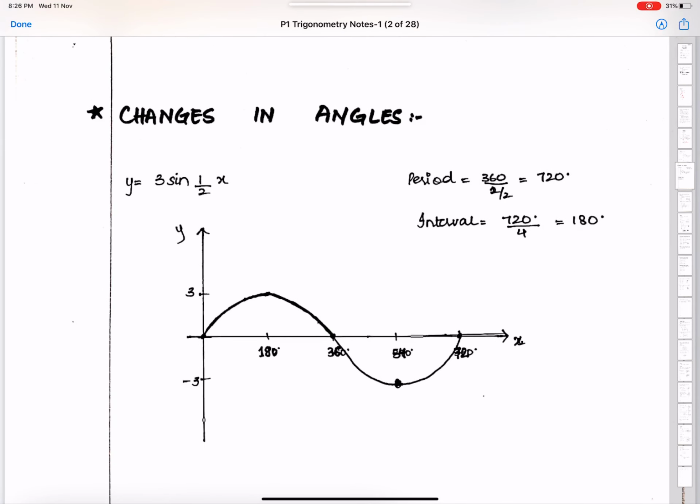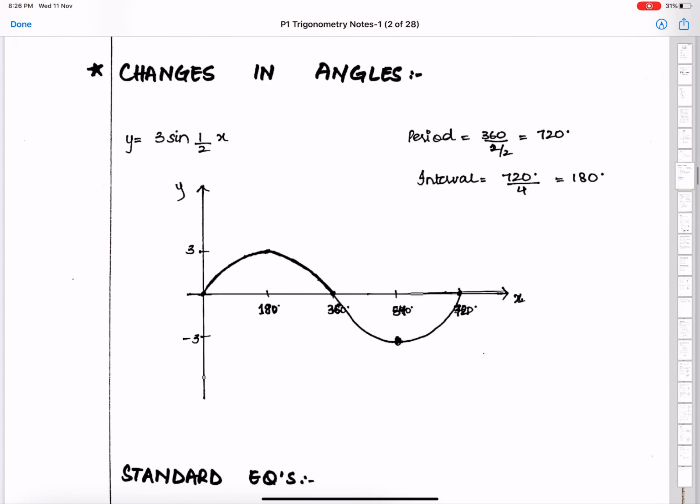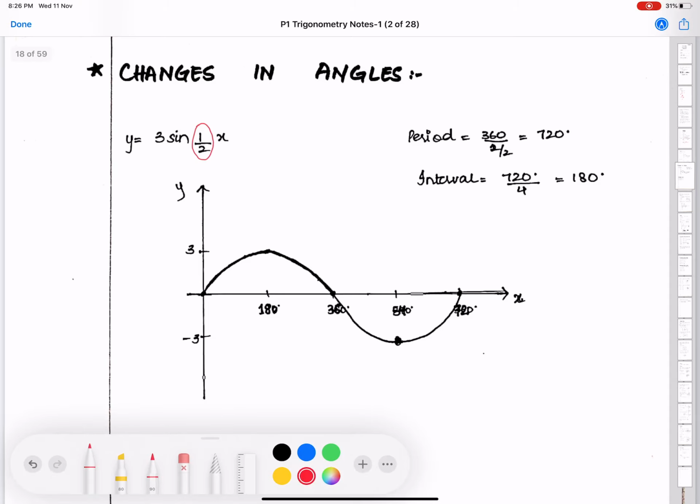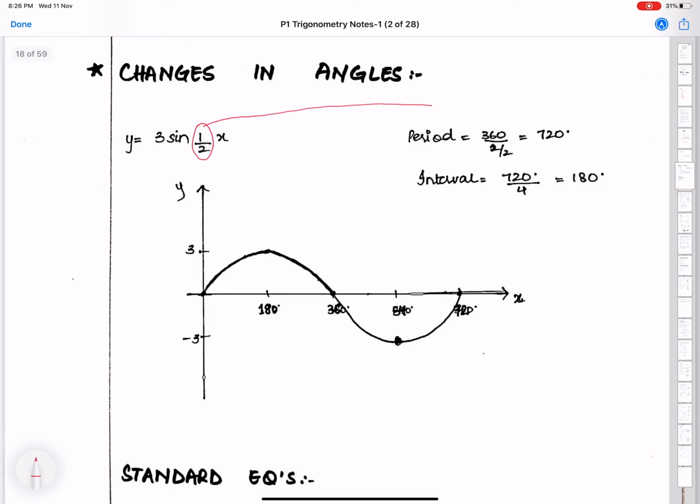Now changes in angles. So if we have half x, then we have to check the period of this curve. And this is the formula of the period. The formula of the period is 360 upon b, and this number is b. So by substituting half here, we can get the period, which is 720. So this sine curve will complete at 720 degrees, and interval gaps will be 180 degrees.